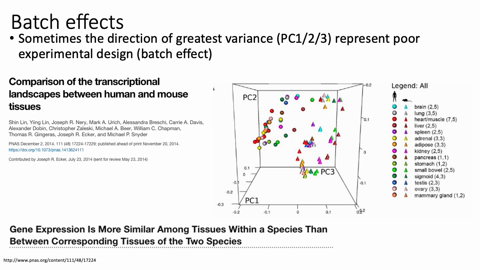lab-specific differences in gene expression, then you come to the opposite conclusion, which is that expression in the same tissue across species is more similar than expression across different tissues within the same species. The point here is really that batch effects are huge factors of variation within many gene expression studies. And so you need to be very careful about batch effects when you design your experimental study.